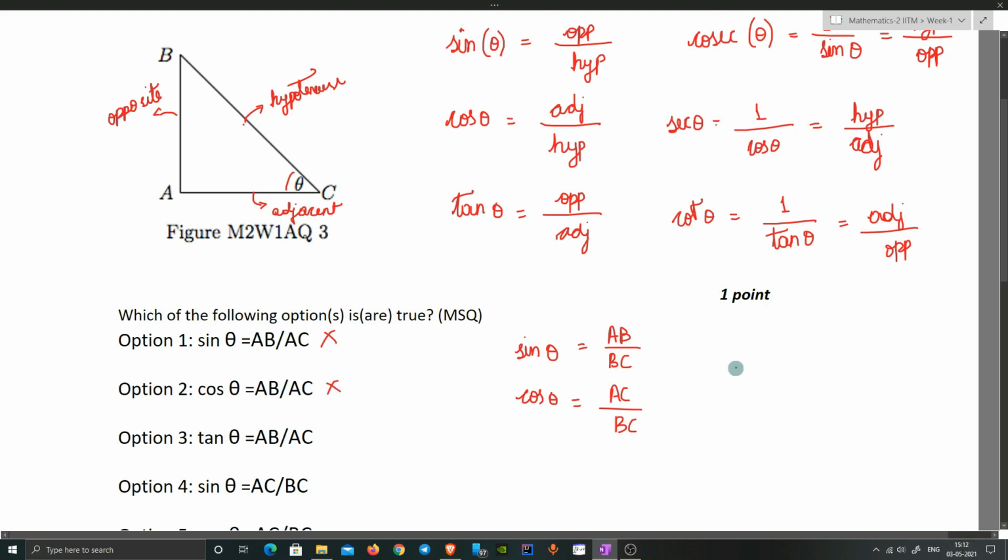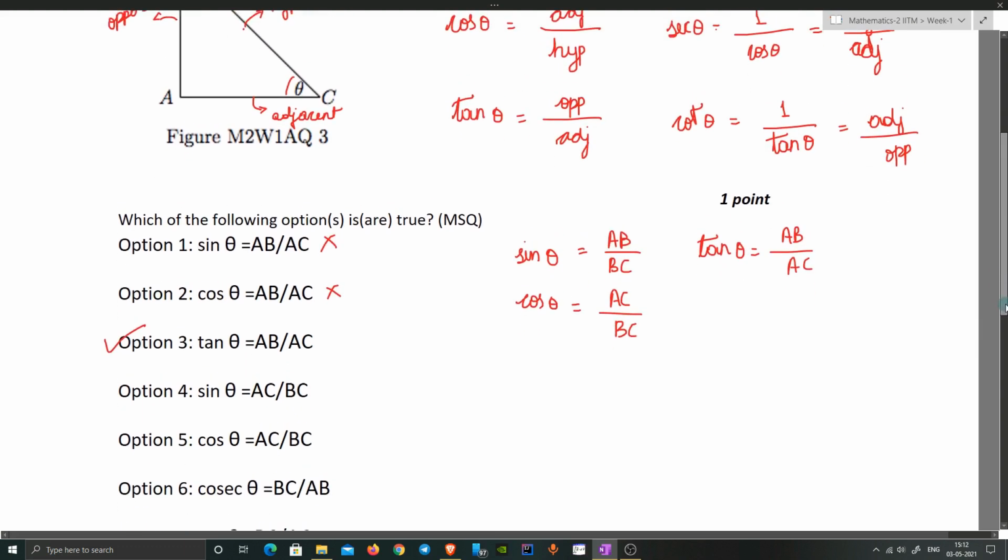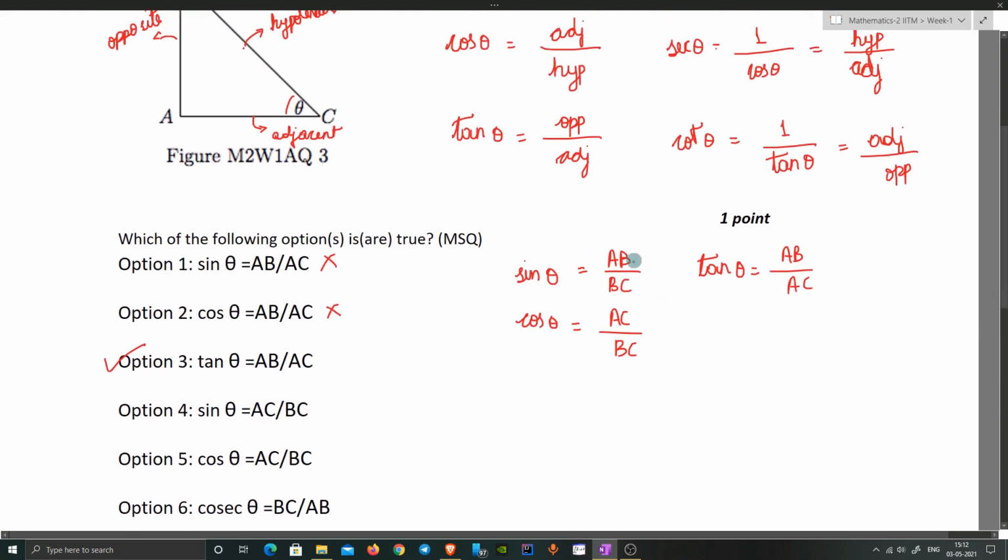The next one is tan theta. Tan theta is opposite side by adjacent side. Opposite side is AB and adjacent side is AC. They've given AB by AC, so this is the right option. The next one is sine theta. We know that sine theta is AB by BC, again they have given the wrong option. Cos theta is AC by BC, so this is the right option.